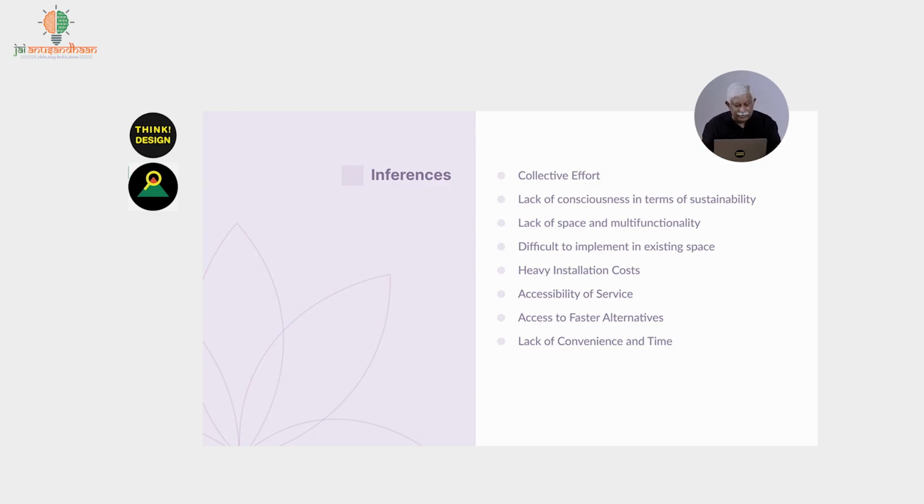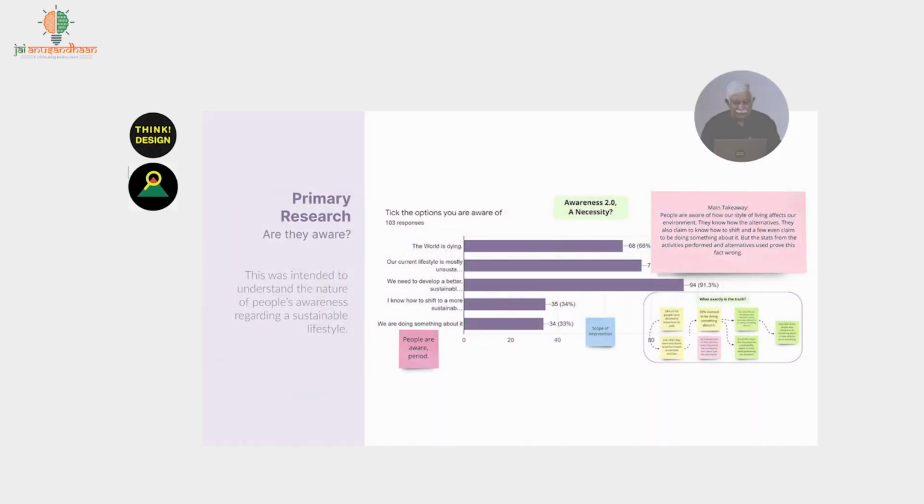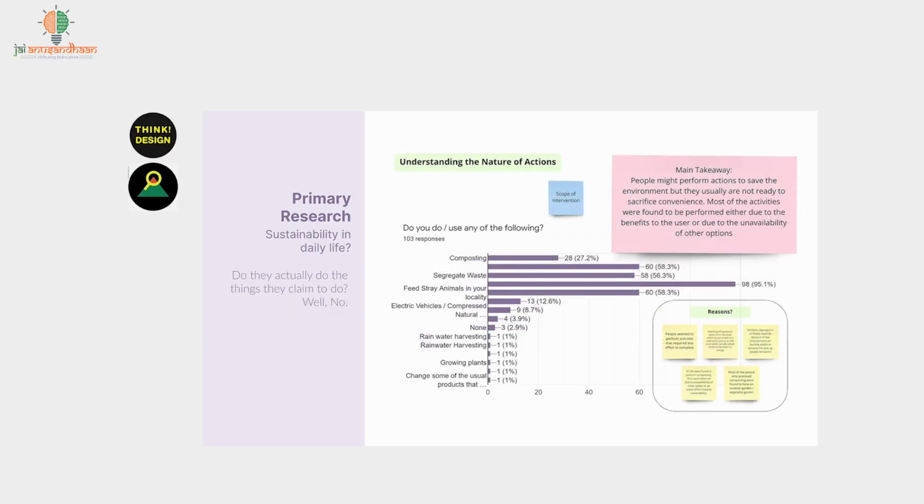Okay, so within this context, they decided let's do some more primary research, for which they did a survey and got about 115 responses. Okay, for example, here they had to tick what they were aware of. Okay, concerns about sustainability from a larger point of view. They got feedback from the responses. They also looked at what is sustainability. Do they actually use any of the following things, okay, in their daily life? Okay, so that was also a very good feedback, from the users who responded to this survey.